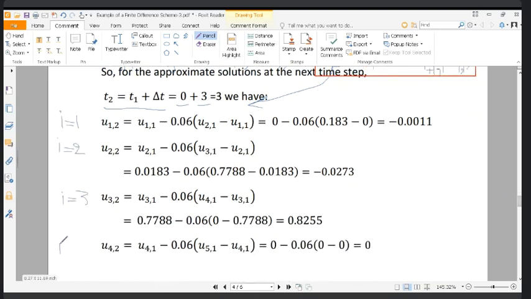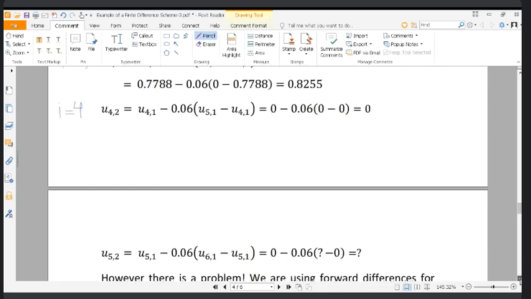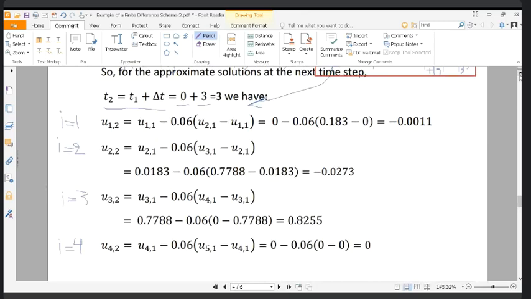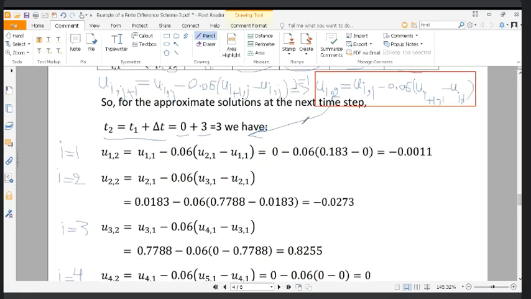For the next value, we should put i equal to 4. And finally, we should put i equal to 5. Okay? For the first case, when we put i equal to 1, we have u1,2 equal to u1,1 minus 0.06 (u2,1 minus u1,1). This is based on this formula, and we put i equal to 1.